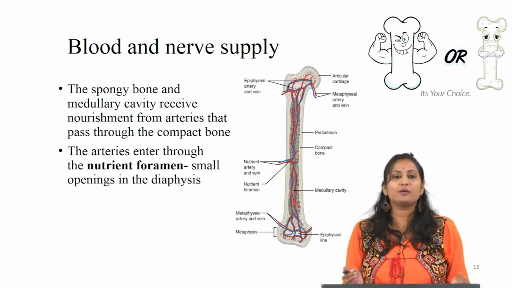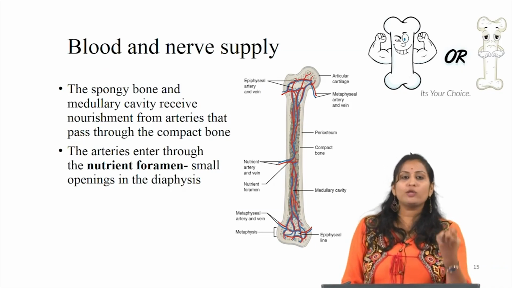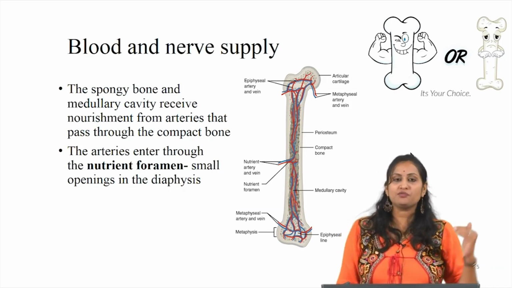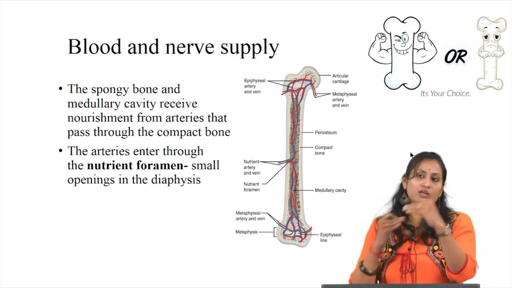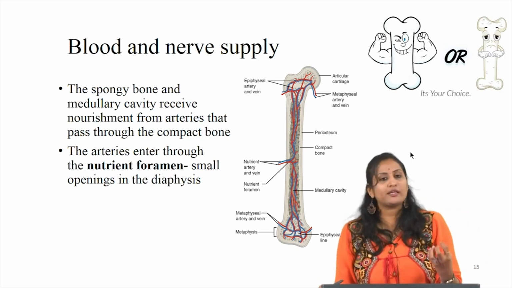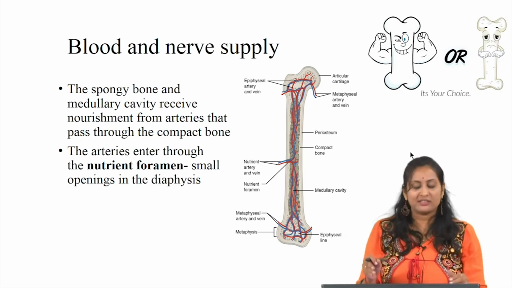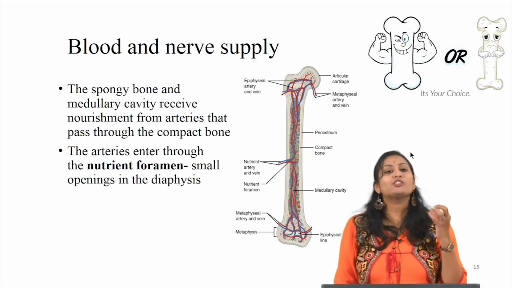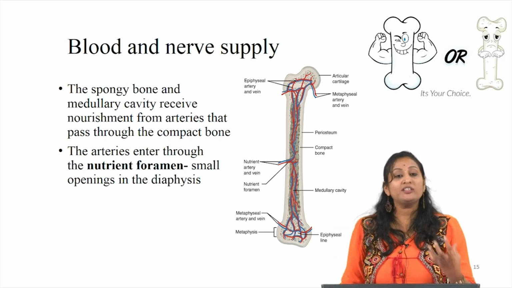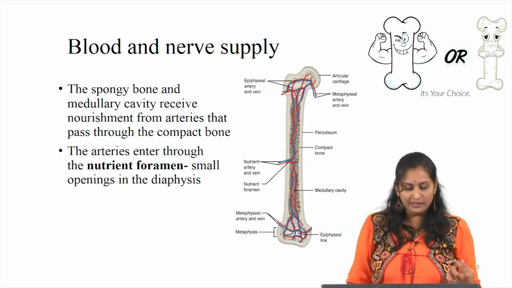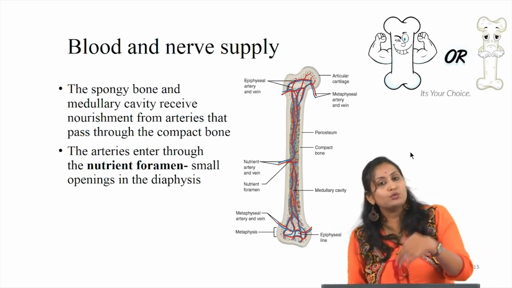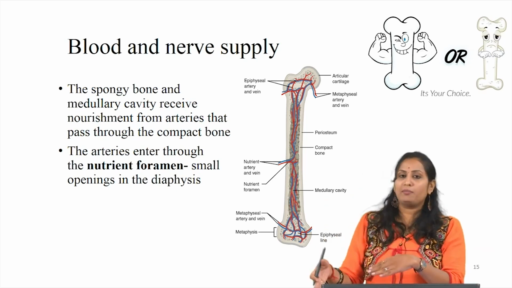Blood supply and nerve supply to the bone. The spongy bone and medullary cavity receive nourishment from arteries that pass through the compact bone. The arteries enter through the nutrient foramen, which is the small opening present in the diaphysis. The osteocytes present in the spongy bone get nourished by the blood vessels and arteries that enter through the periosteum and into the marrow cavities.